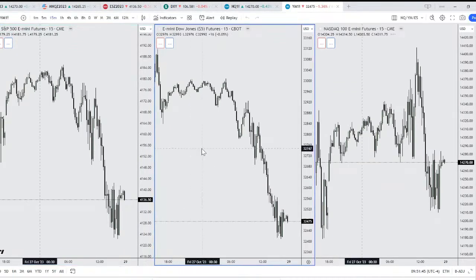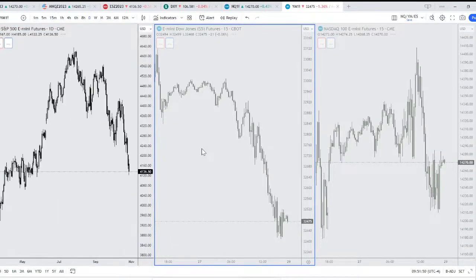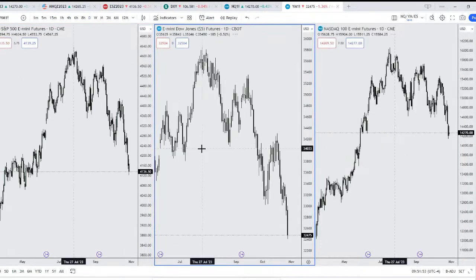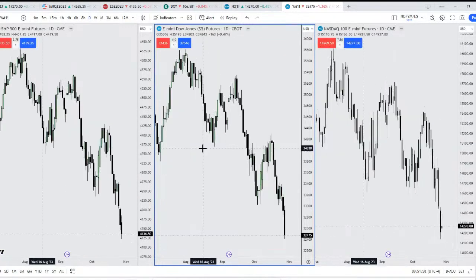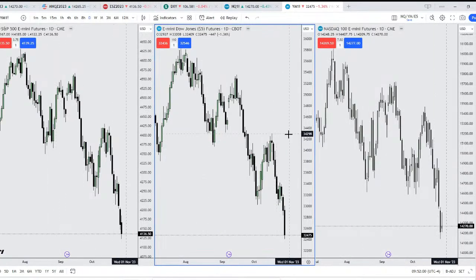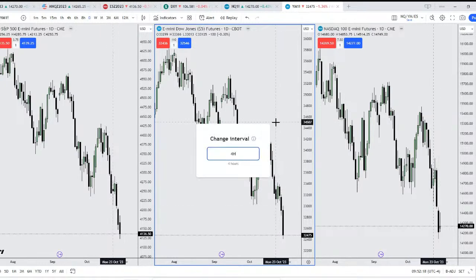Let's start off with the daily. Right here, Dow Jones made a higher high, and Nasdaq made a lower low within this range here, and then it plummeted. Okay, so let's take a look at the 6 hours.